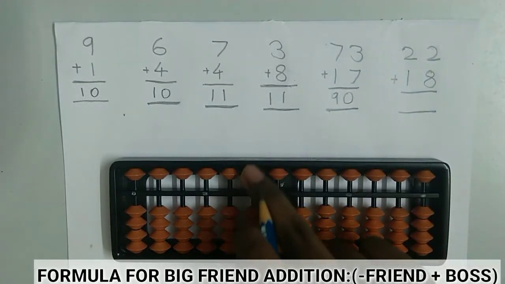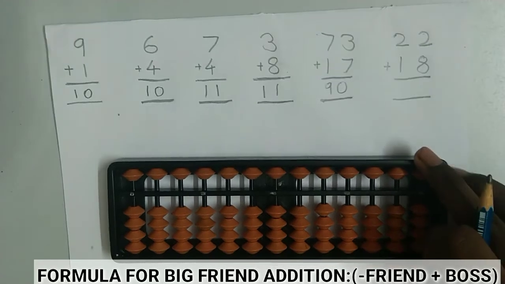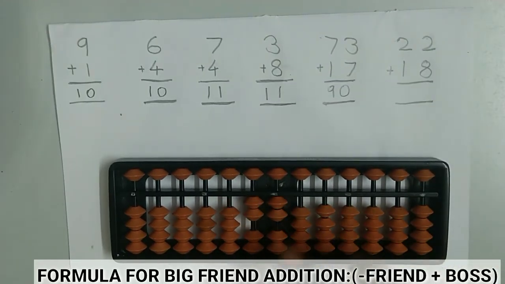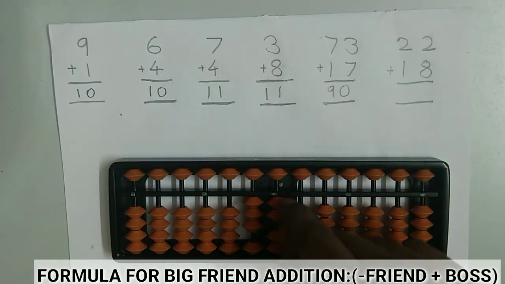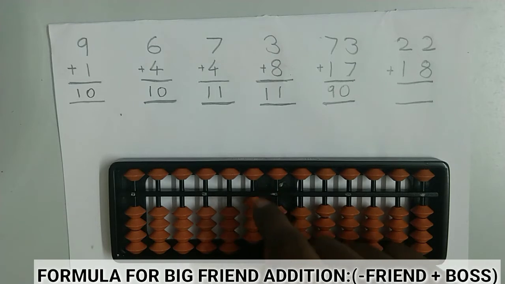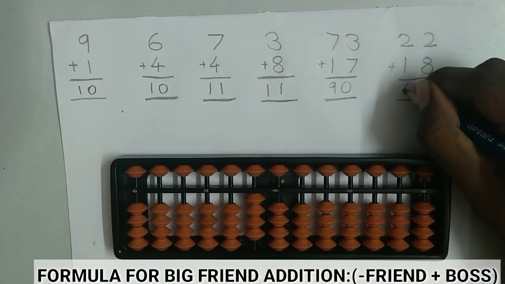Now let's start the next example, which is 22 plus 18. First we have to represent 22 on the abacus and now we have to add 18. For that, first we have to add 1 on the tens rod and 8 on the ones rod. Now we have to use the big friend concept. The friend of 8 is 2. So we have to subtract 2 because minus friend and add 10 because 10 is the boss. So 22 plus 18 is 40.